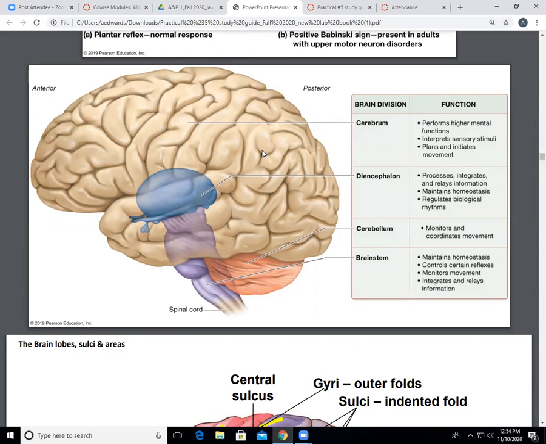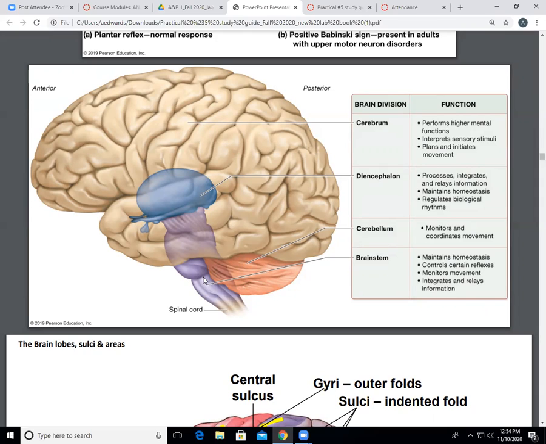The cerebrum is where your higher mental functions are performed. You're able to interpret sensory stimuli. You're able to plan and initiate different movements. In your diencephalon, you're processing, integrating, and relaying information. You're also maintaining homeostasis and regulating your biological rhythms. Your cerebellum coordinates and monitors movement, so that you have coordinated movement. Your brainstem also helps with homeostasis, controls some reflexes. It also monitors some movements, and it also integrates and relays information to other parts of your nervous system.